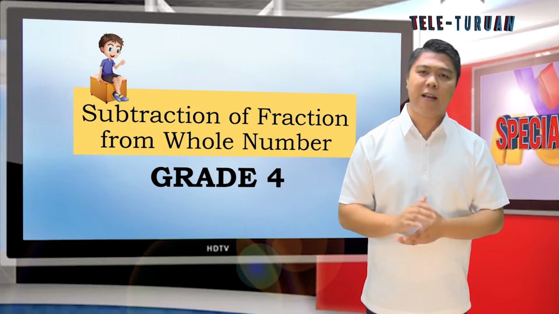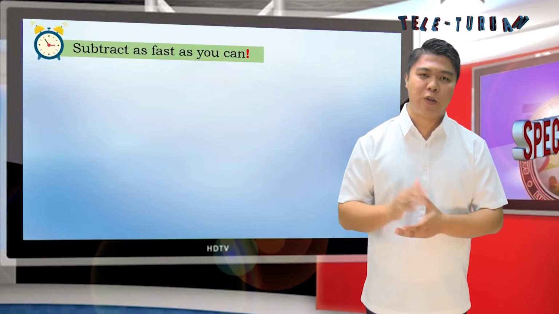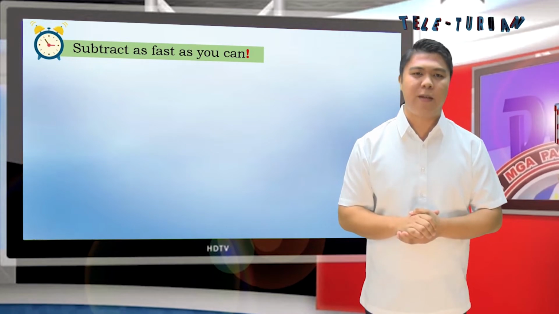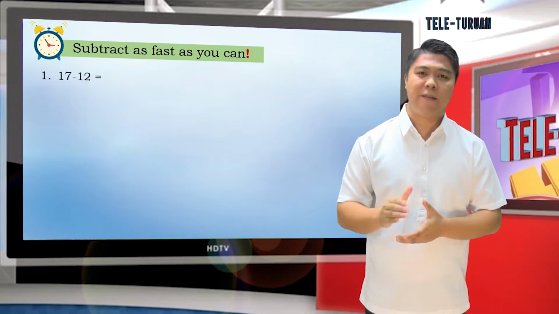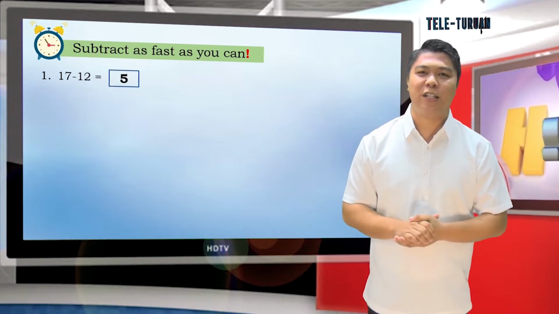But before that, let's have a short review about subtraction of whole number. Subtract as fast as you can. Are you ready? Let's begin. Number 1, 17 minus 12. Very good. The answer is 5.